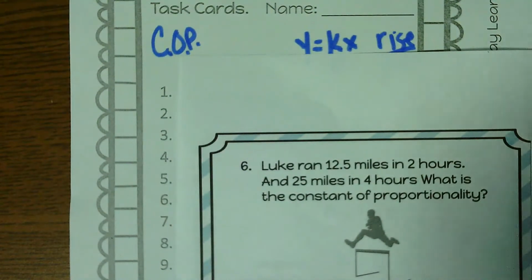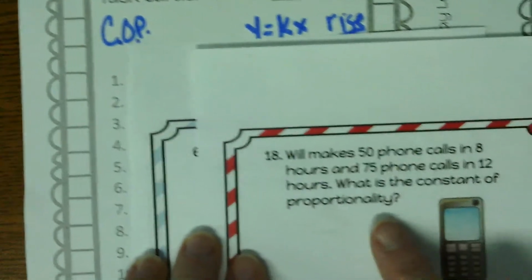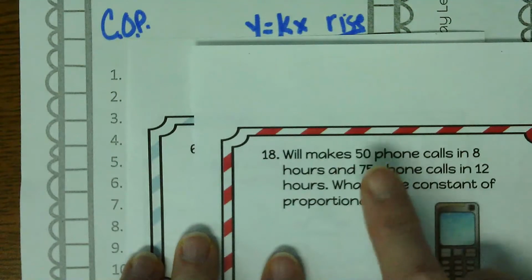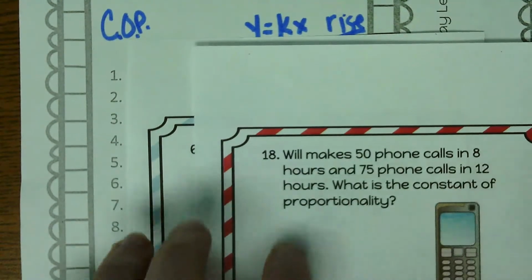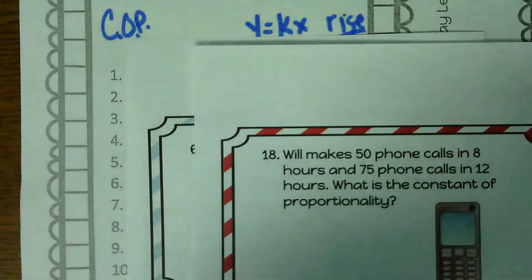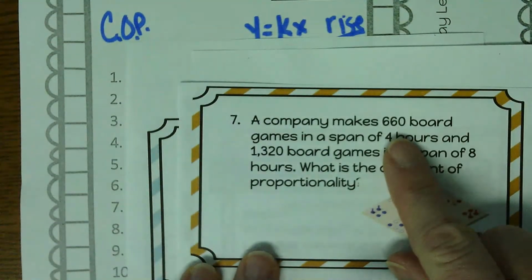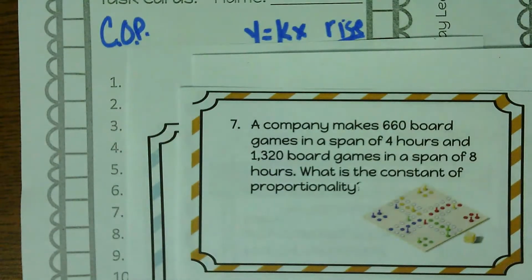You're going to have other ones that look like this one, number 18: 50 phone calls in 8 hours. So you're going to figure out how many phone calls per hour. This is your Y, 50. This is your X, 8. Number 7 looks like this. You have 660 game boards that a company can make in 4 hours. So how many game boards per hour?